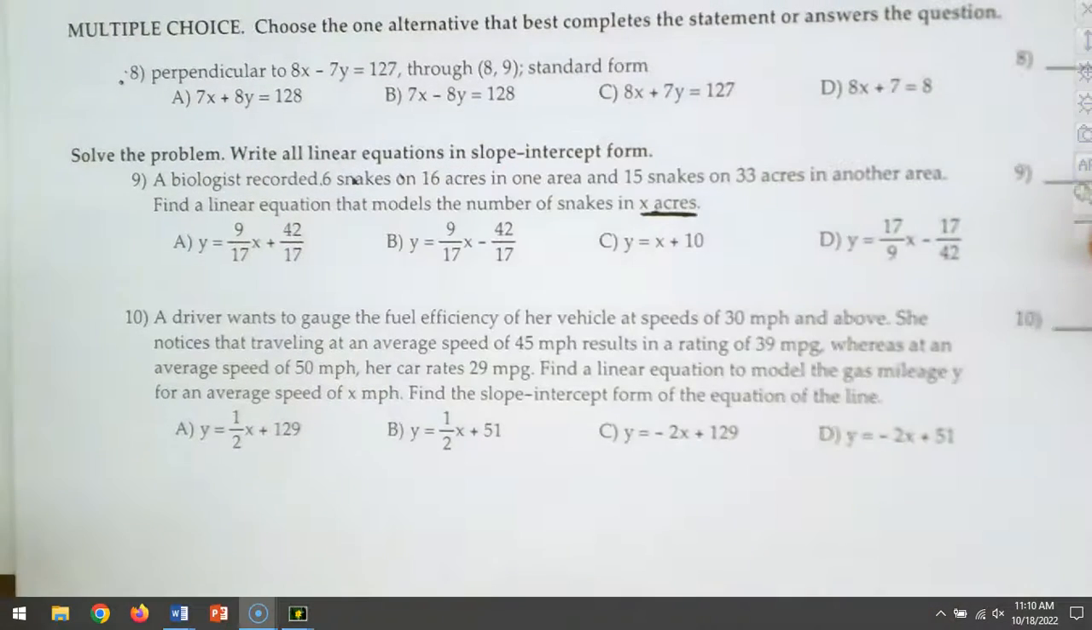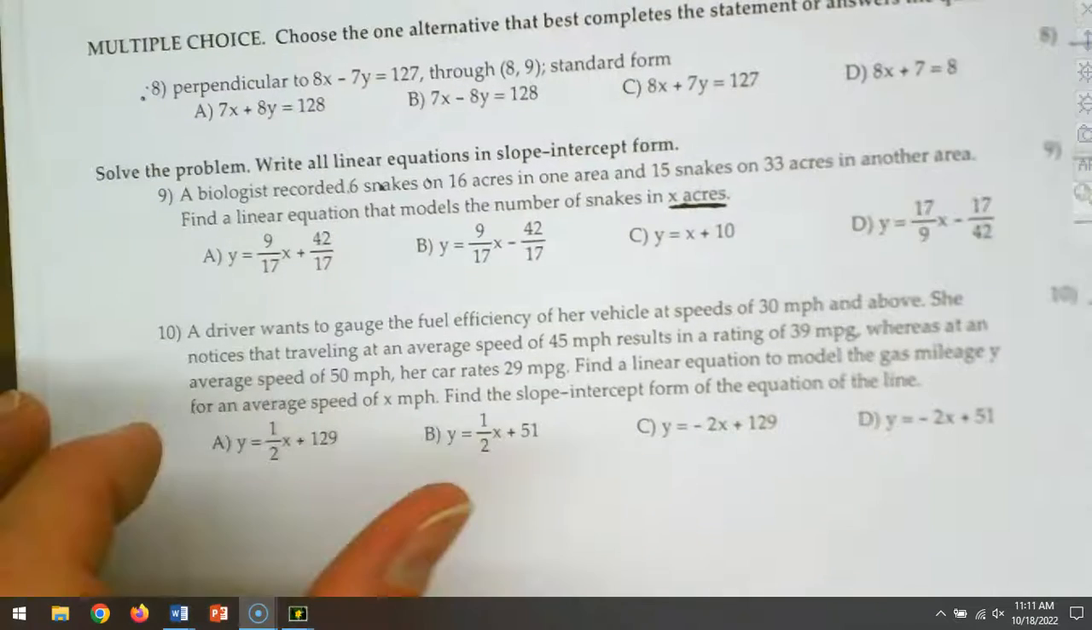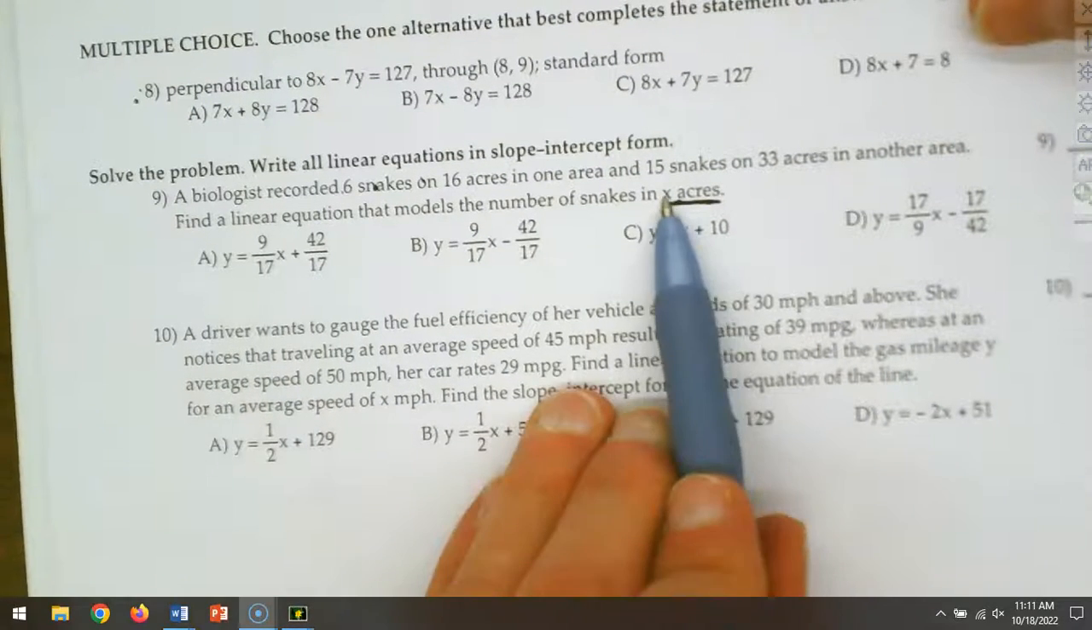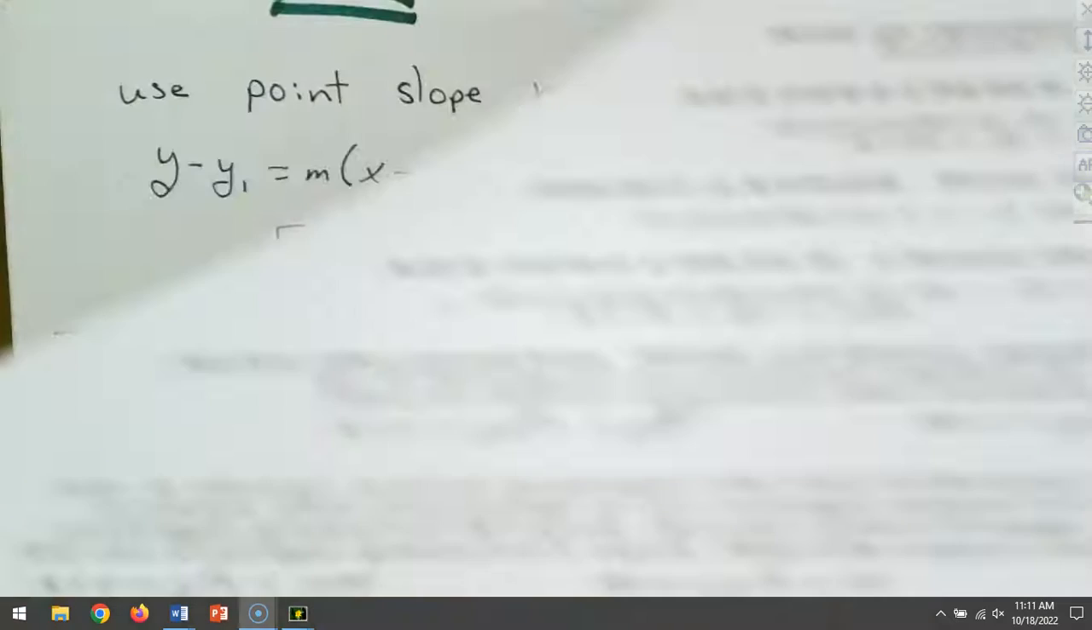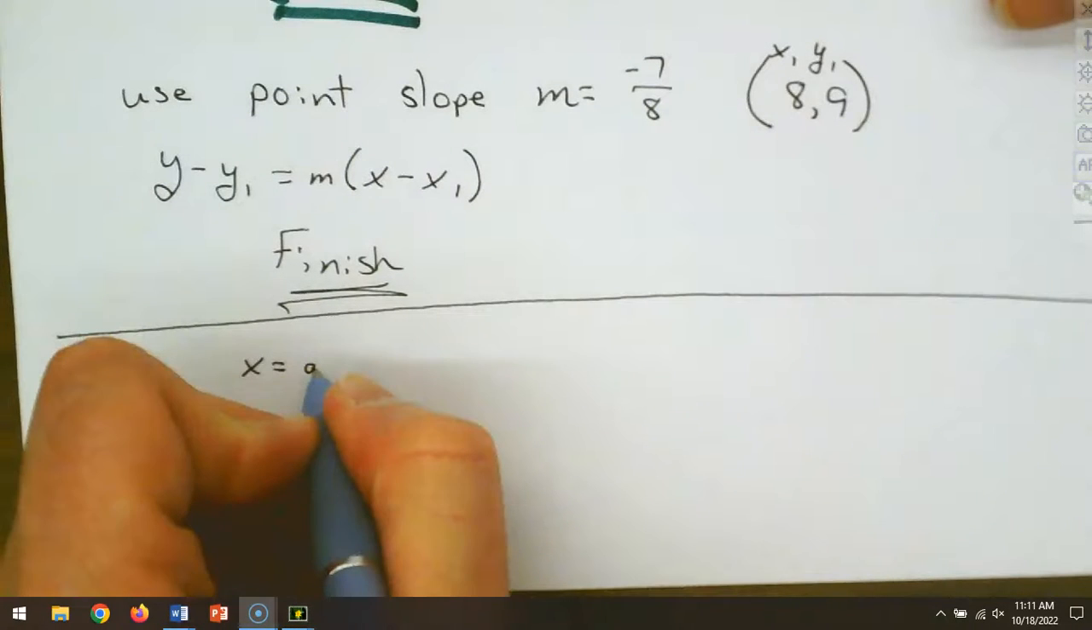So what I want here is the last piece. It says X acres. So what do I know then? X is going to be the acres. So when I make my ordered pairs, X equals the acres.